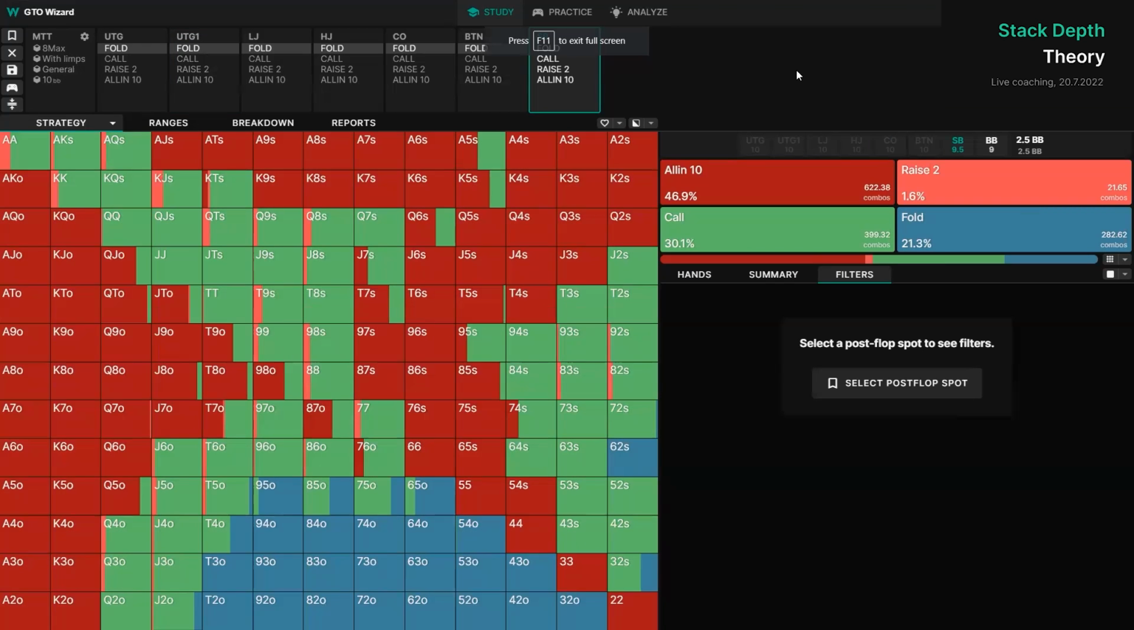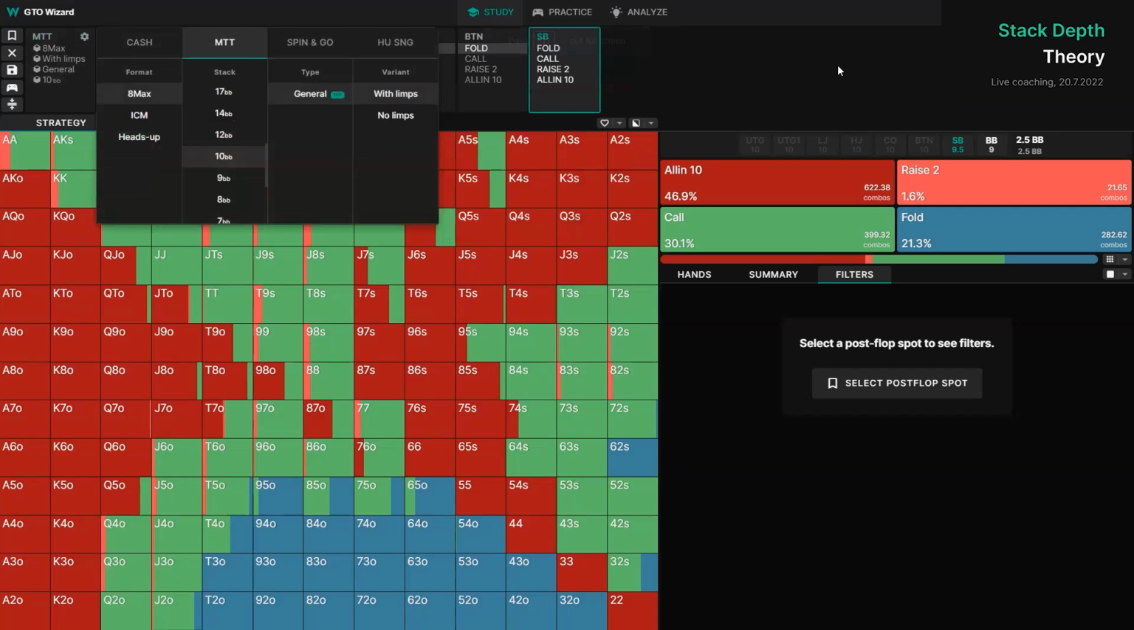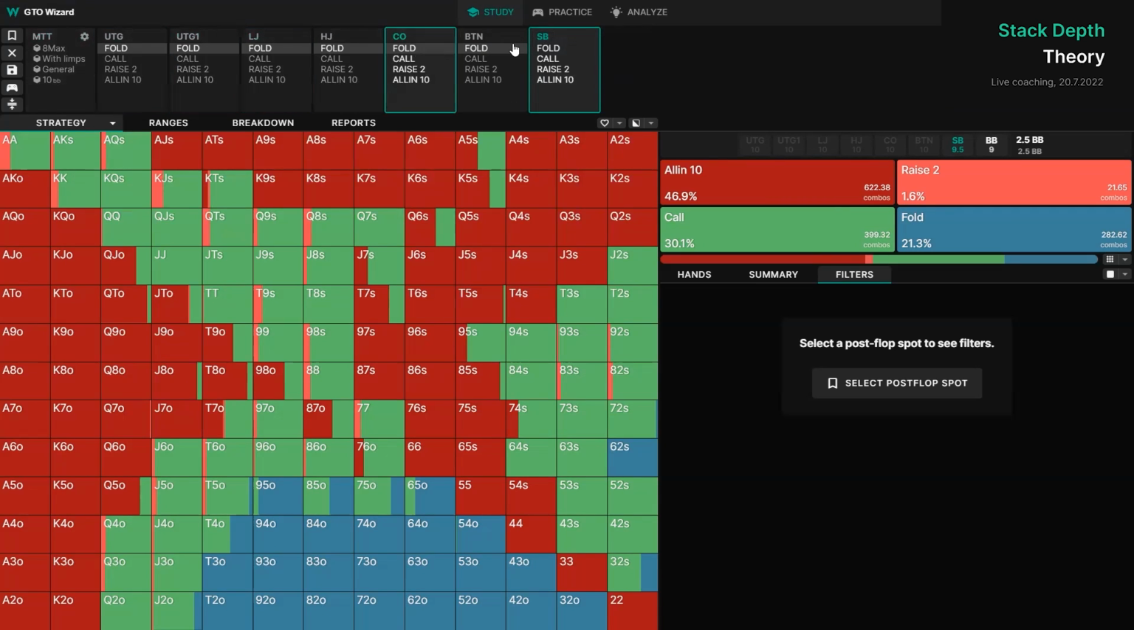So let's talk a little bit about limping premiums. All right, so here we've got an MTT spot. It is 10 big blinds effective, and it has folded to small blind. Now, a lot of people, when they reach, for example, 10 big blinds in an MTT, they're just going to shove or fold. And I'm not saying that's not a fine strategy.